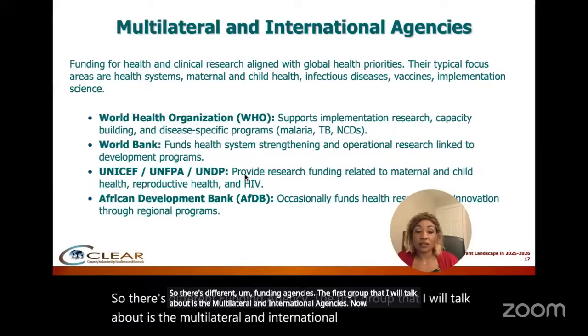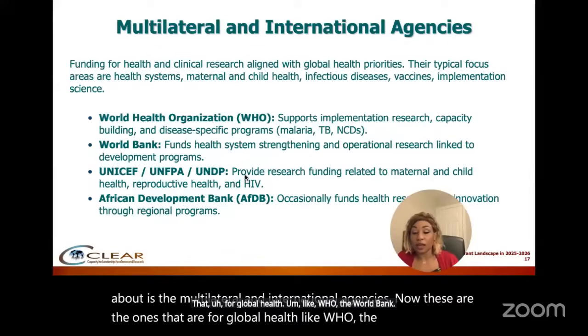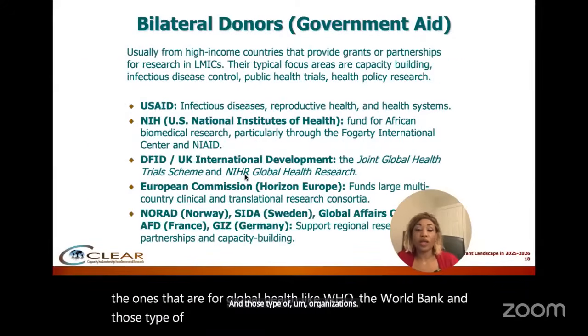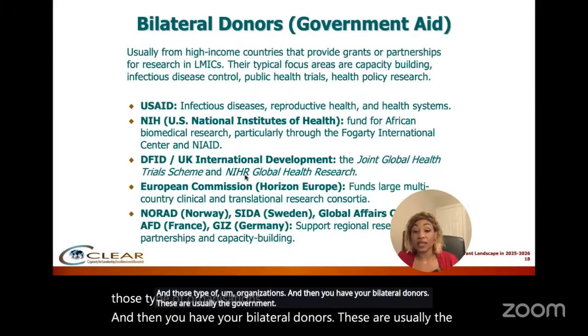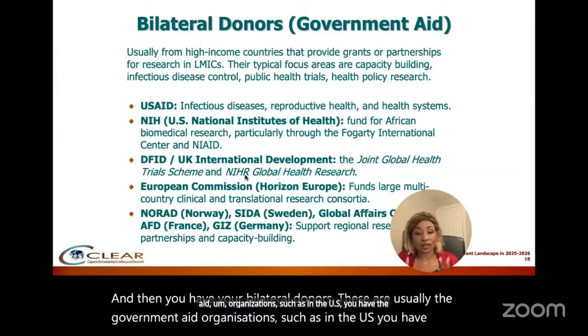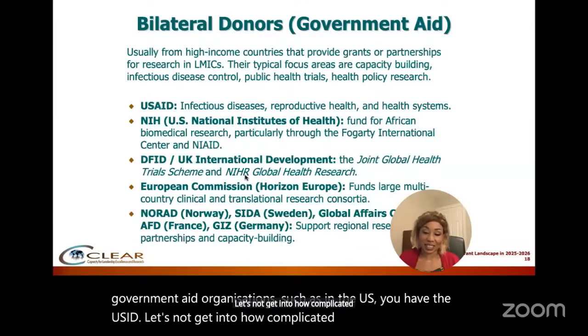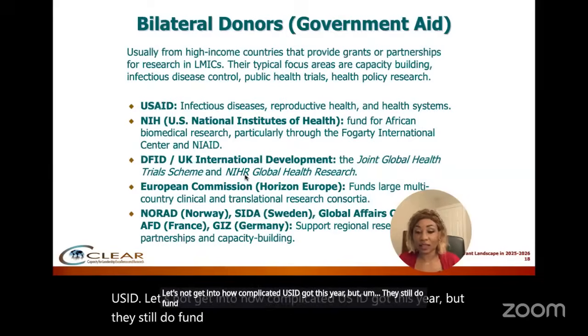Now, these are the ones that are for global health, like WHO, the World Bank, and those type of organizations. And then you have your bilateral donors. These are usually the government aid organizations, such as in the US, you have the USAID. Let's not get into how complicated USAID got this year, but they still do fund, and I'm expecting that things will likely change in the future.